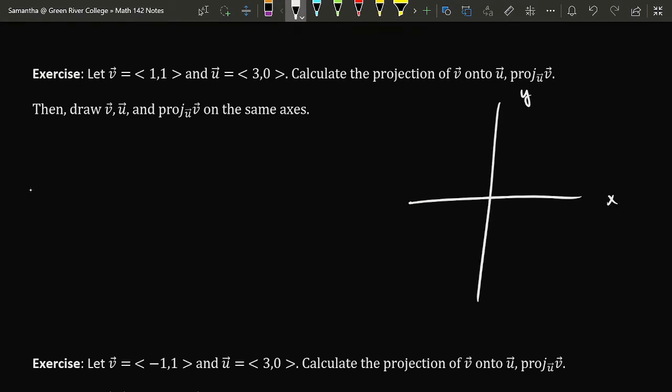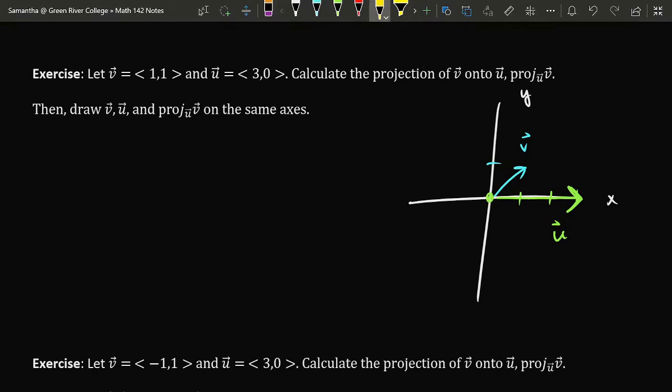So I'll start by drawing the vector u, which points 3 units exactly in the x direction. And I'll draw the vector v, which points 1 unit in the x direction and 1 unit in the y direction. So we're looking for the portion of the vector v which lines up with the vector u. In other words, we're looking for the portion of the vector v which, in this case, aligns with the x-axis.